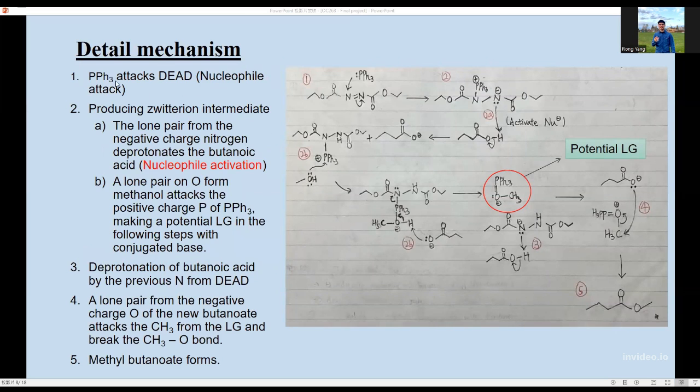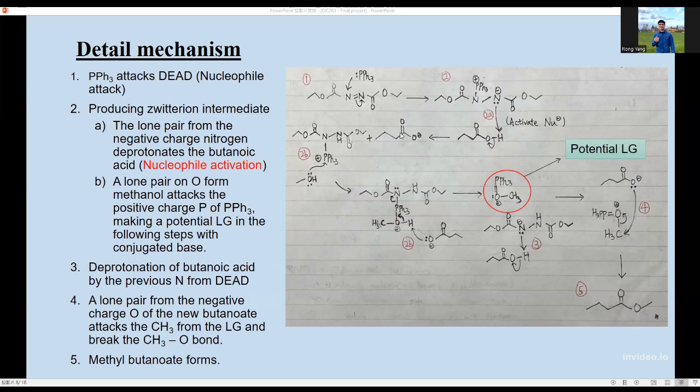So first, PPh3 attacks DEAD. It is a nucleophilic attack. In the second step, we produce a zwitterion intermediate with a positive charge and a negative charge. The lone pair from the negatively charged nitrogen deprotonates the butanoic acid, which activates our nucleophile here.